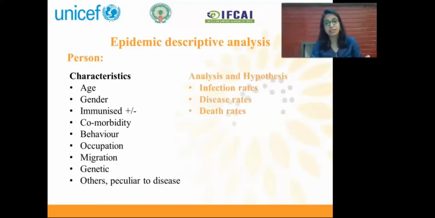And these person characteristics can further be defined in terms of infection rates, disease rates, and death rates. Which age group is getting more infections and disease and death? Which gender is getting more of these, or how are the immunized? So that kind of stratified analysis can help you in again deciding how and what to focus on.